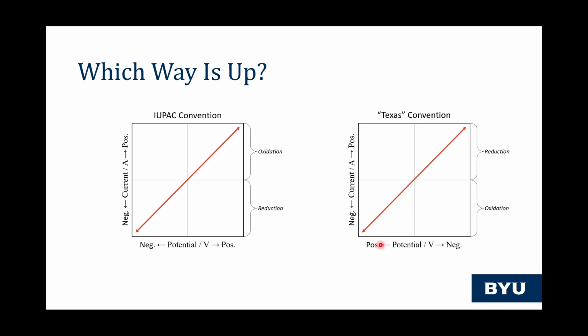Well, in the Texas convention, we flip this axis so that positive is to the left and negative is to the right. But it's still the case that when you go negative, you get reductions, and when you go positive, you get oxidations. So that's the way to tell which convention things are written in. You'll notice that they have completely different definitions of current direction.